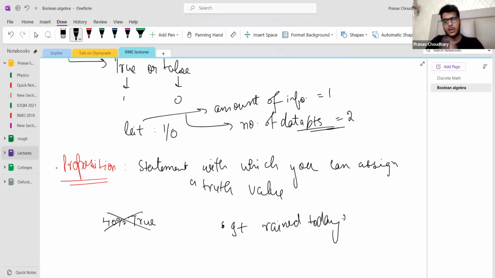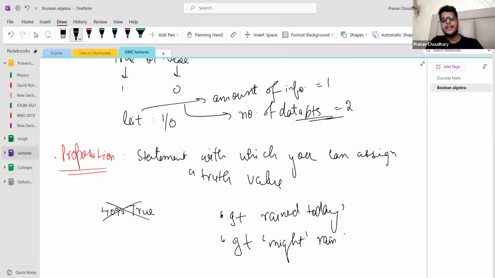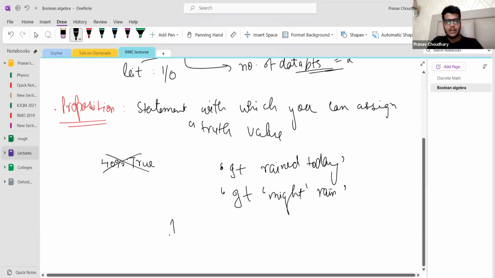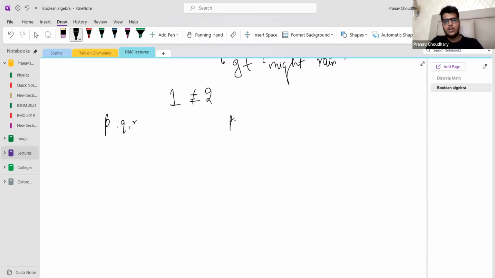Something like 'it rained today' is a proposition because you can say it with certainty: either it did rain today or it did not rain today. But if you consider 'it might rain today', then this is not a proposition because it is not certain. Something like 1 is not equal to 2 is a valid proposition. We usually denote propositions by letters P or Q or R. So P can have value true or false, or you can say 1 or 0.